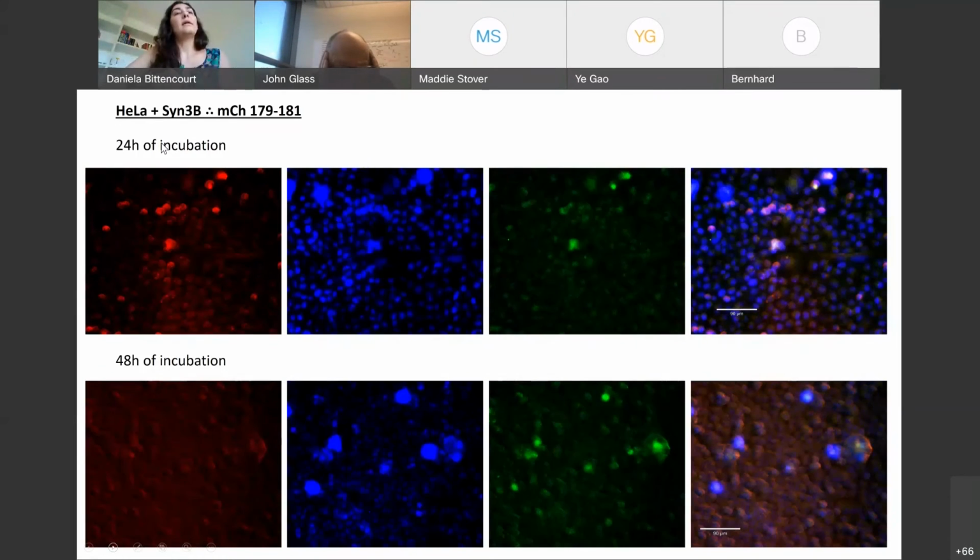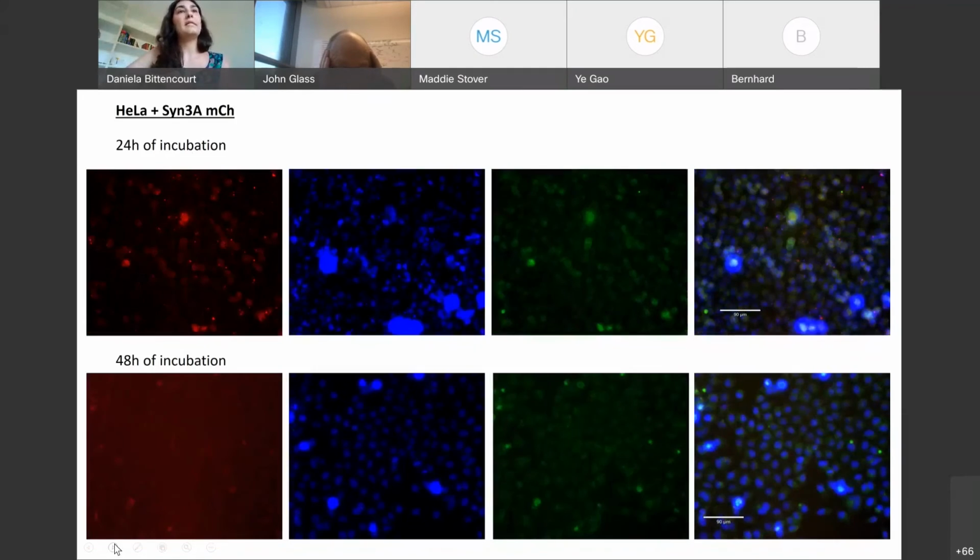Differently, the Syn3B with only the 3 lipoproteins together did not show the same characteristics as the other mutant with the 8 genes. Which is also interesting, because it shows that the ABC transporters are also important for these characteristics. So here we have the Syn3 mCherry again, showing no presence of Syn3 mCherry after 48 hours.